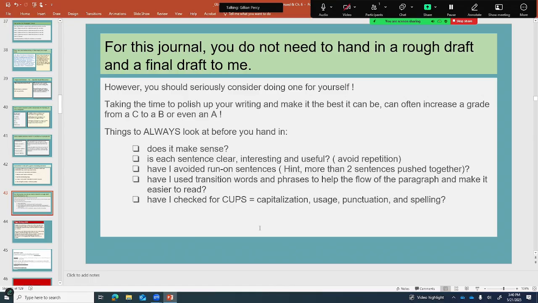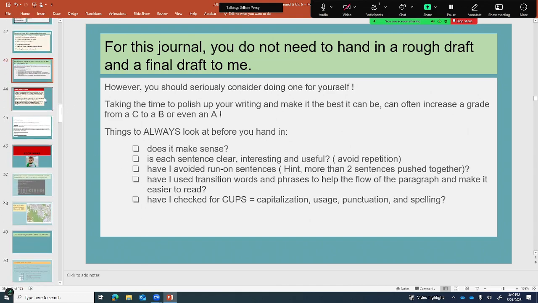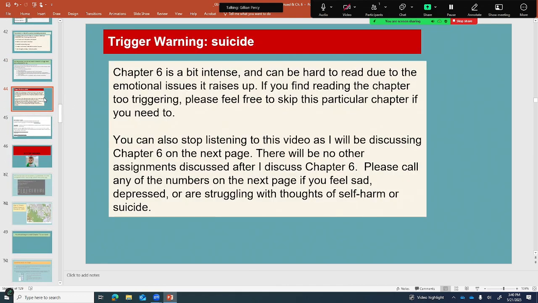Okay? So we've got a little bit of time. I didn't think I'd have time, so I was going to go on to something else, but we're going to talk about something real quick. I just wanted to give you a bit of a trigger warning. We're getting to the spot where we're probably about halfway through the book. Chapter 6 is coming up. It is a bit intense, and I wanted to warn you.